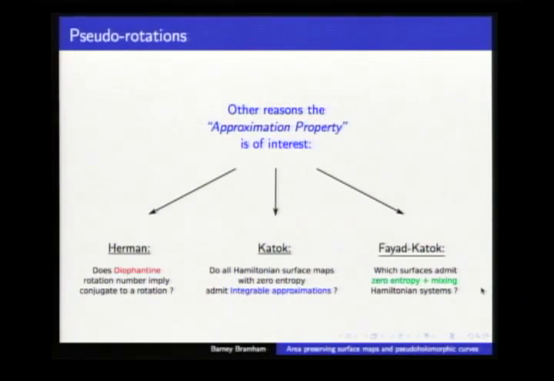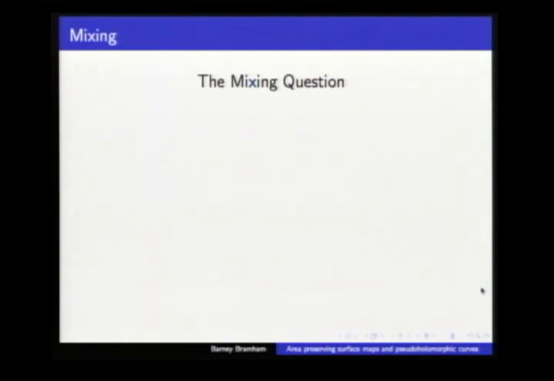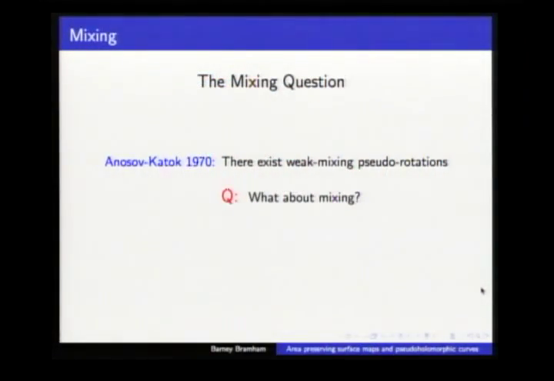But on surfaces, there's still one open question about this, which is precisely when the surface is genus 0. So let me just say a few words about this. The mixing question. It starts off in genus 0, so the disk, where Anosov and Katok prove that there exist pseudo-rotations which are weak mixing. So these are zero topological entropy conservative systems with weak mixing. So the natural question to ask is, what about mixing? And this is still unknown.